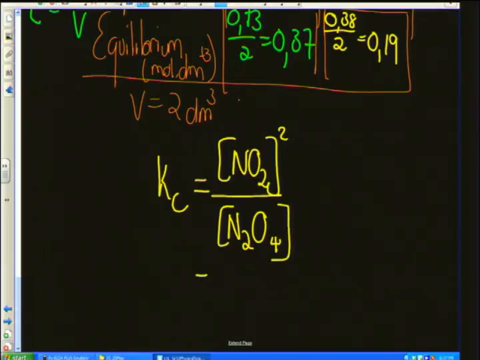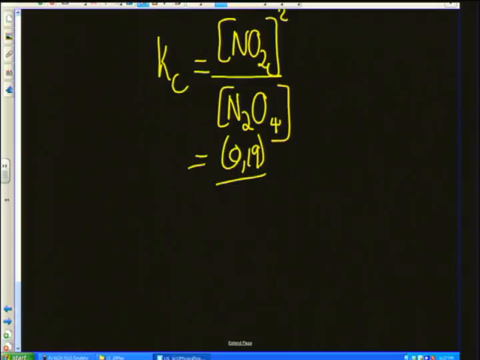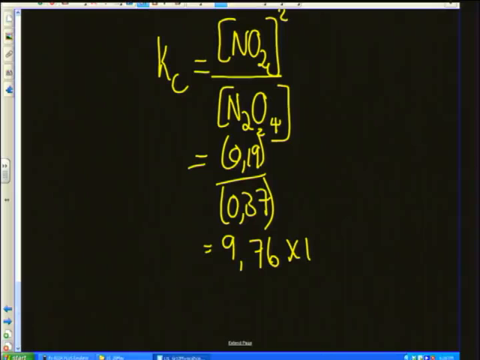I found out that the NO2 has a concentration of 0.19. The concentration of the N2O4 was 0.37. And that's 0.19 squared, don't forget the square. We put that into our calculators and we get, now I've put it into scientific notation just because it's quite a small number, it makes it more accurate.